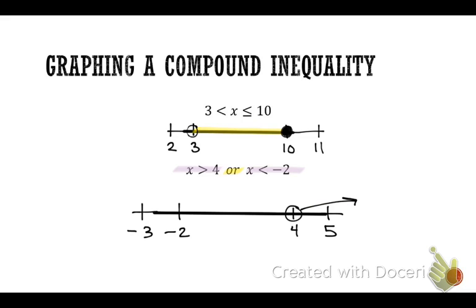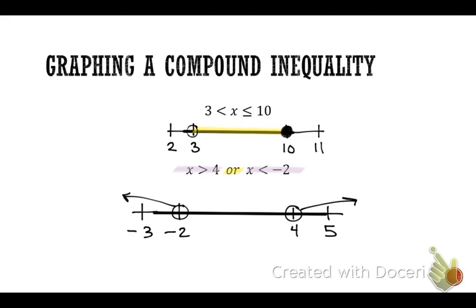And then how could I graph x is less than -2? Open or closed dot? Open. And which way does my arrow go? To the left. So remember what we said about or statements at the beginning. What did I say about their solutions? They're split. They go in opposite directions.